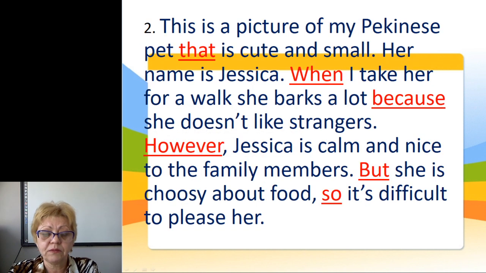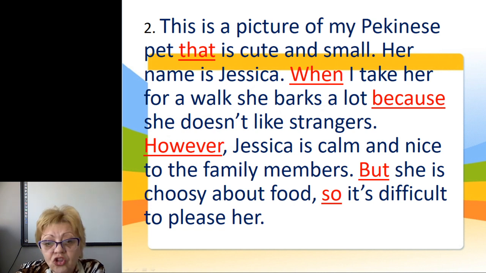The second example is a description as if you are the owner of this pet. This is a picture of my Pekingese pet that is cute and small. Her name is Jessica. When I take her for a walk, she barks a lot because she doesn't like strangers. However, Jessica is calm and nice to the family members, but she is choosy about food, so it's difficult to please her.